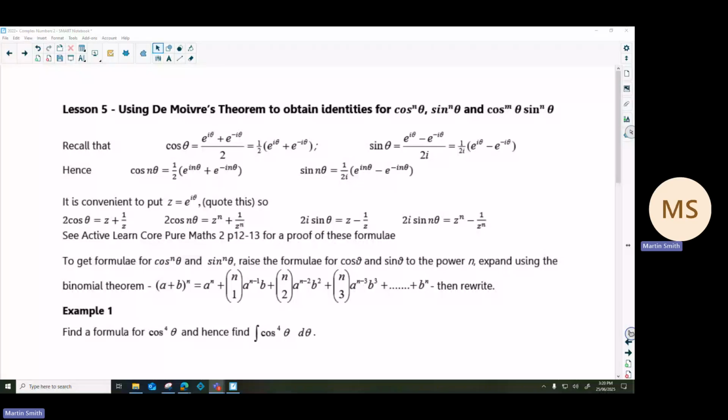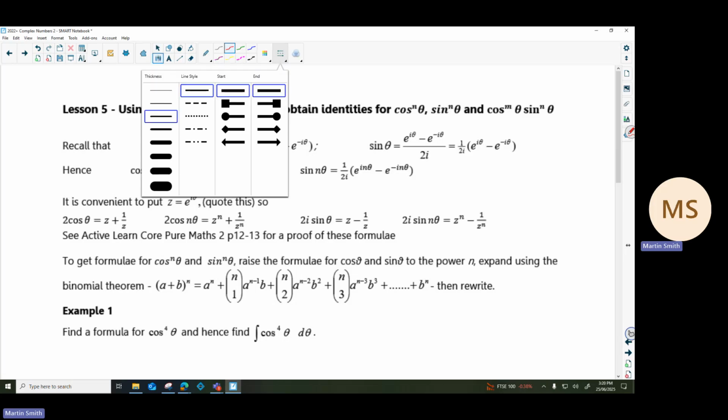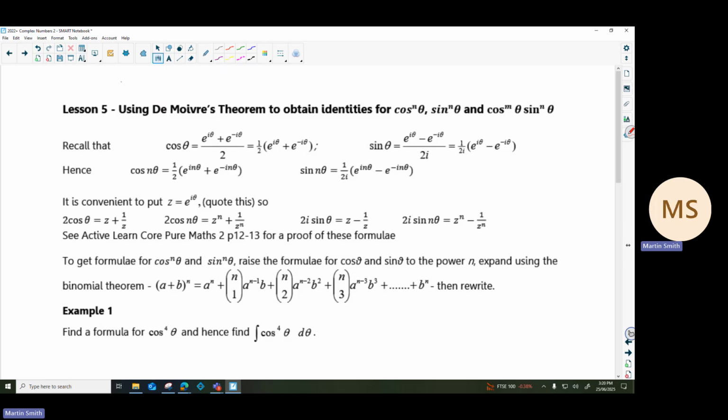a certain type of trig identity, a trig identity for sine n theta or cos n theta or tan n theta. Today's lesson, we're going to see how we can use de Moivre's theorem to prove a different kind of trig identity, a trig identity for cos to the power of n theta, or sine to the power of n theta, or even some function which is a product of cos to the m times sine to the n.